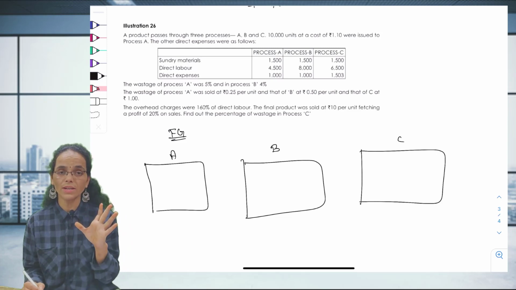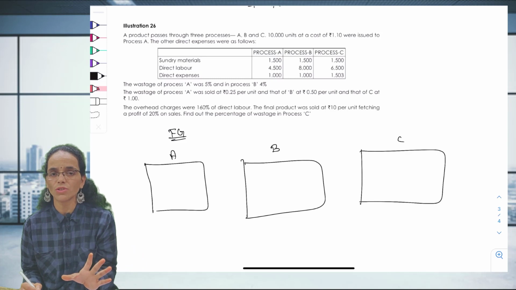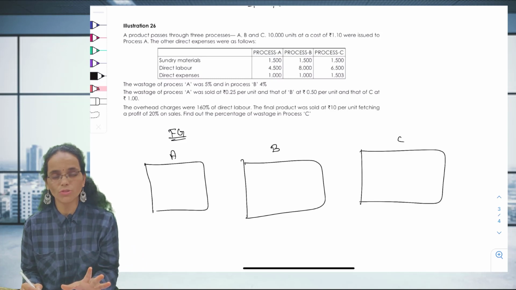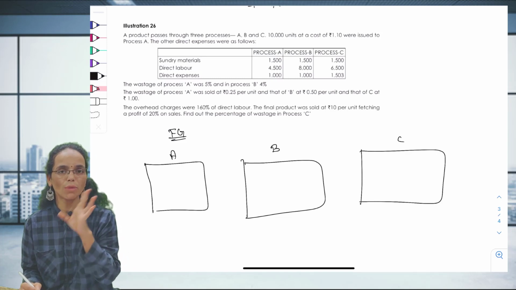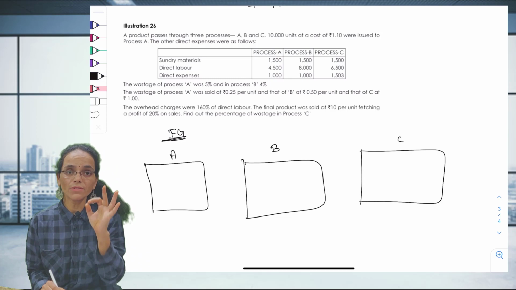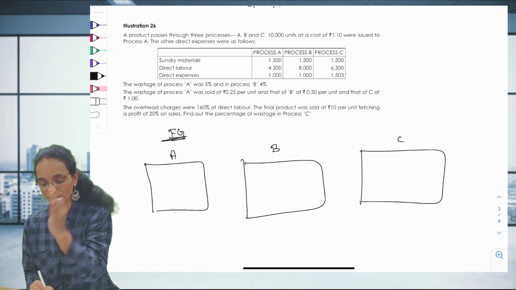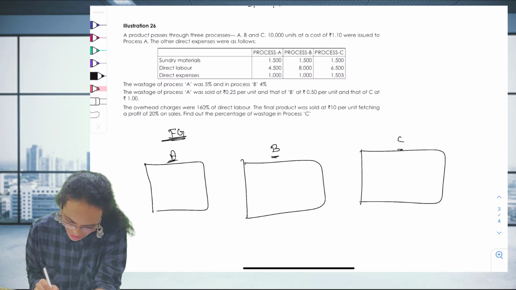First understand the question. Once you understand the question, the solving is very easy. Nothing is there in the question, but you need to understand it. If you understand the question, then only you will be able to solve the problem. This finished good has to undergo three processes: process A, process B, process C. See what is happening here.